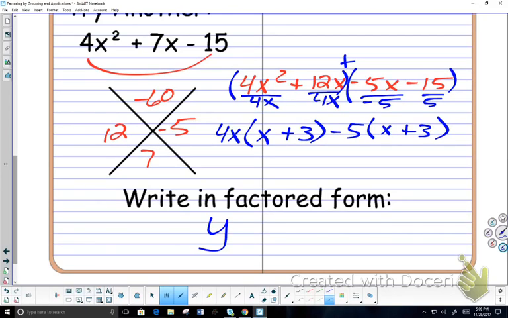Factored form will be x plus 3, whatever's in the parentheses, and then whatever's on the outside, 4x minus 5. So notice, factored form and intercept form are the exact same form.